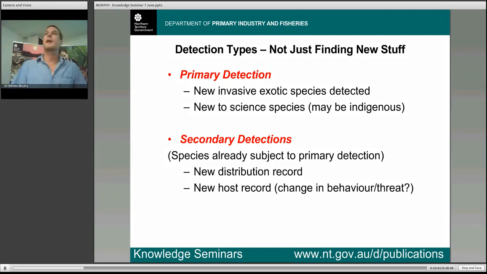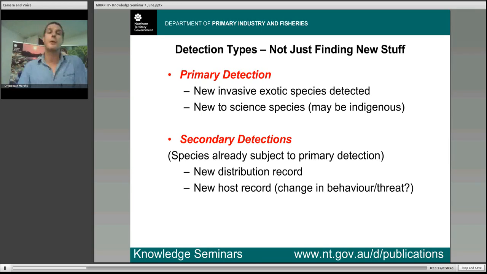So the key driver is obviously to make the first detection of an invasive organism, and we call this a primary detection. So we're talking about a new invasive exotic species, and in some cases we're actually talking about discovering a new to science species, which may or may not be indigenous. In some cases we don't know if it has actually been introduced or has been here for a long time.